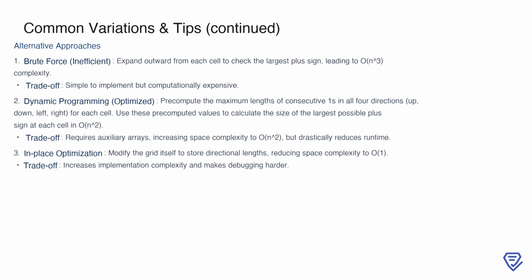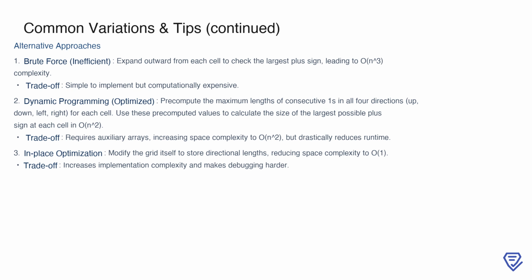There are a few approaches to solving this problem, each with its own trade-offs. A brute force method involves expanding outward from every cell to determine the largest plus sign possible. While this approach is straightforward to implement, it has a time complexity of n cubed, making it impractical for larger grids. A more efficient solution uses dynamic programming to pre-compute the maximum lengths of consecutive ones in all four directions for each cell. By leveraging these pre-computed values, you can calculate the size of the largest plus sign in n squared. This approach requires additional space for auxiliary arrays, increasing space complexity to n squared, but it drastically reduces runtime.